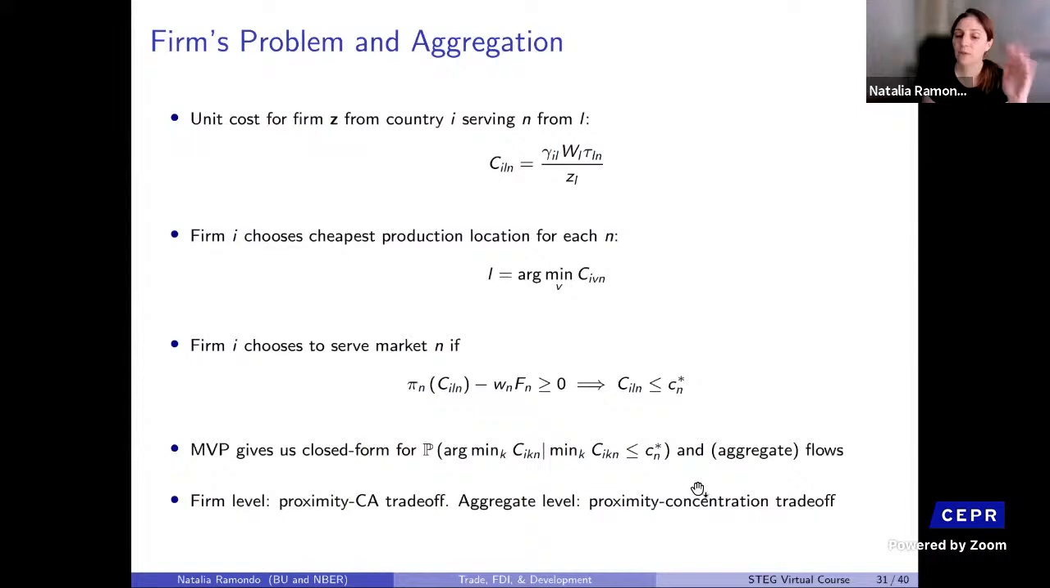At the firm level, going back to the proximity concentration trade-off, I didn't say anything about the previous model. That model delivers the proximity concentration trade-off at the aggregate level, the one we saw in the data, this one too. But it doesn't have it at the firm level, okay? I don't have any force of that. So we call it the proximity comparative advantage trade-off at the firm level.